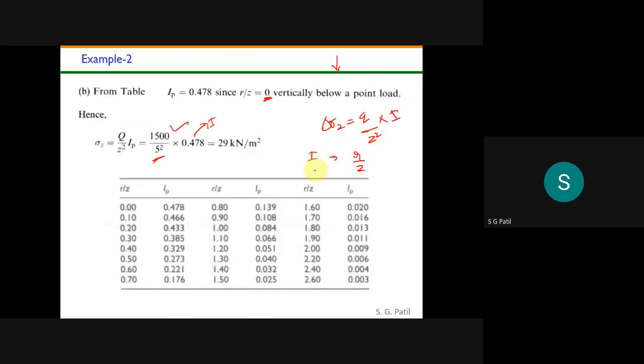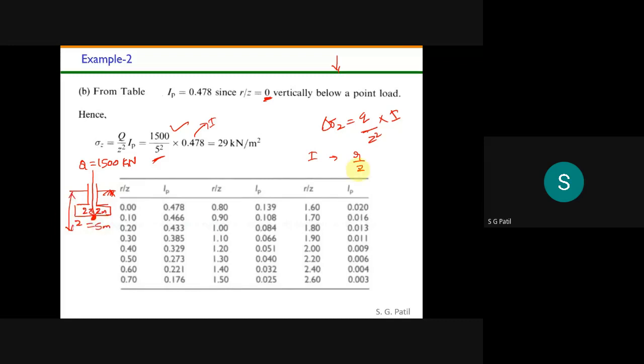Okay, let me draw. I think I erased that figure. I will draw it once again here. This is the ground level, and this is 2 meter by 2 meter, and this is my load Q. Q is equal to how much? 1500 kilonewton. Okay, so exactly below the applied load at a depth of how much? At a depth of 5 meter. That is Z equal to 5 meter.